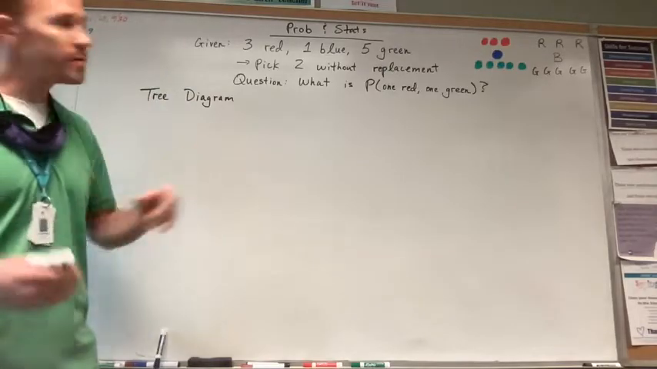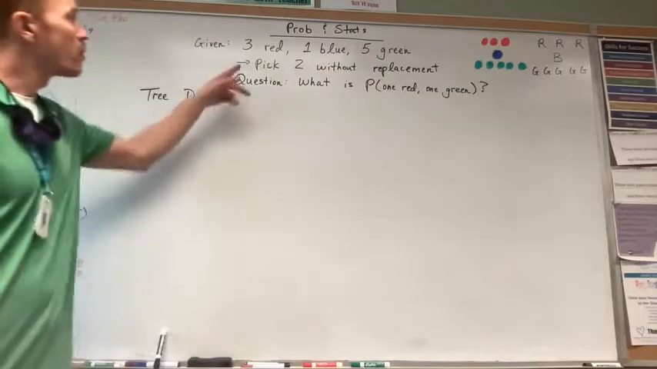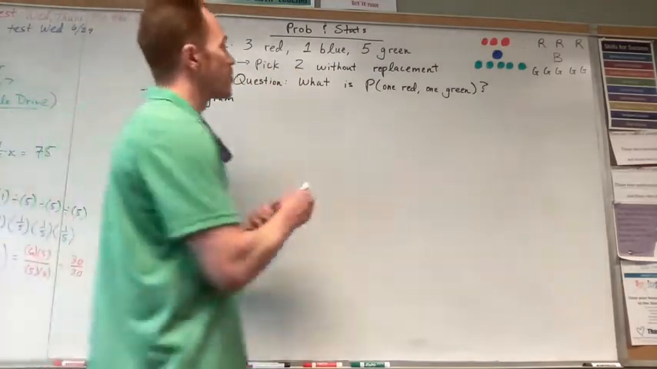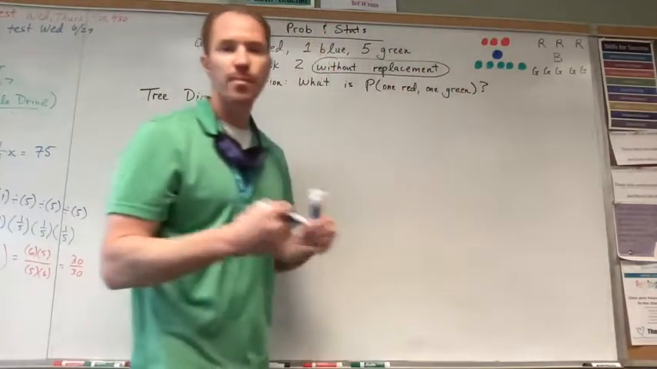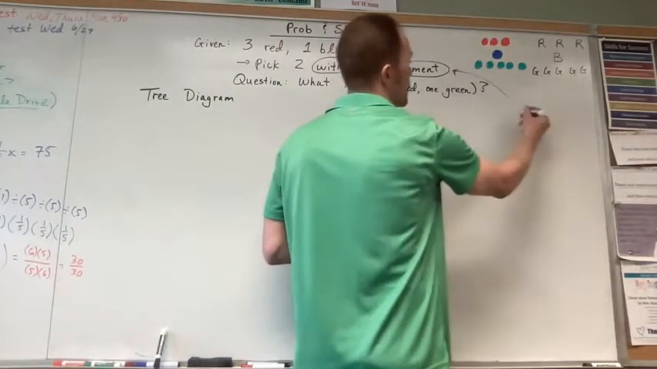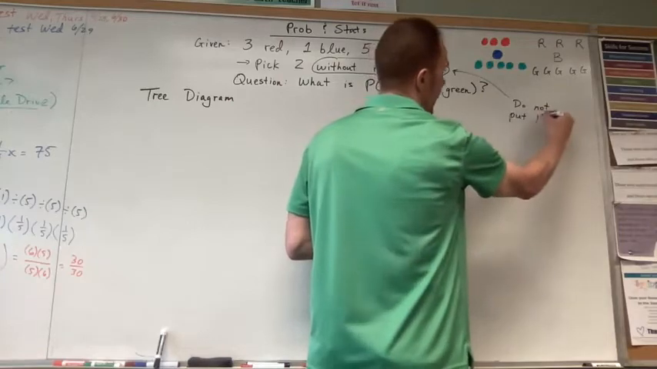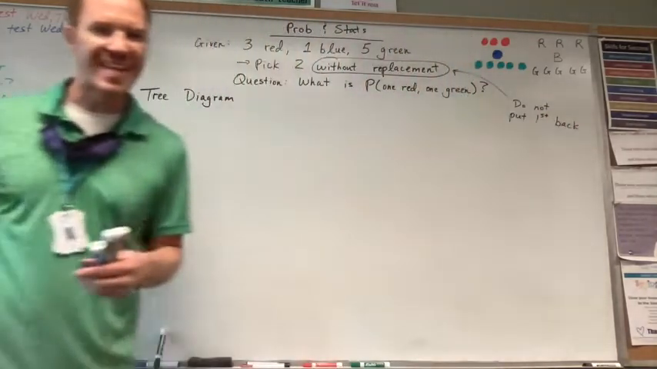We've got marbles. There are 3 red marbles, 1 blue marble, and 5 green marbles. We're going to pick 2 of the marbles without replacement, and if you remember, without replacement means that we do not put the first marble back. We pick the first marble and we keep it.